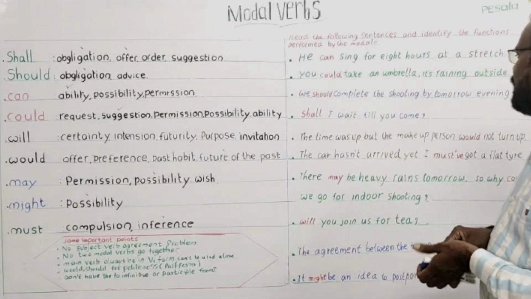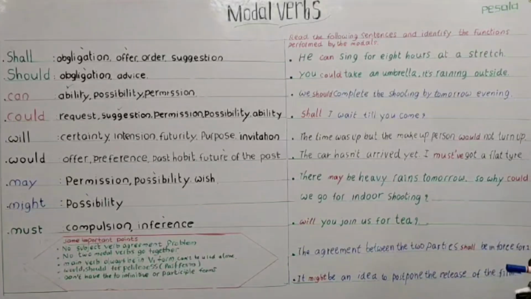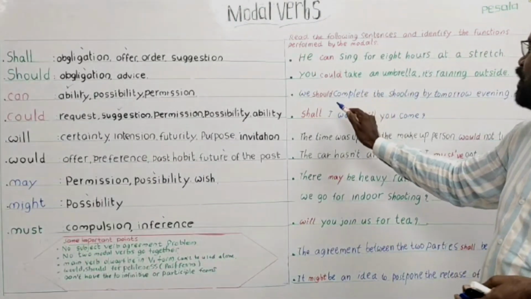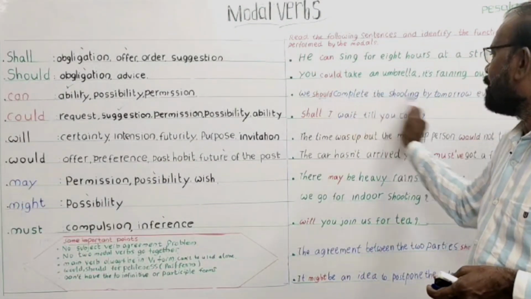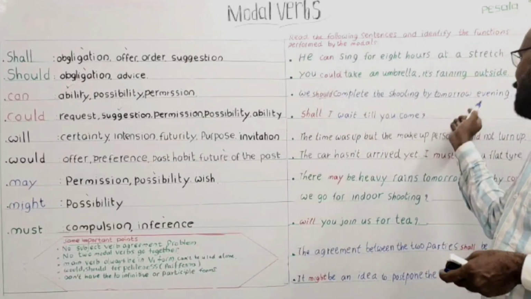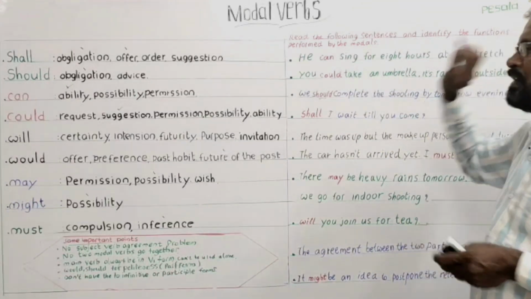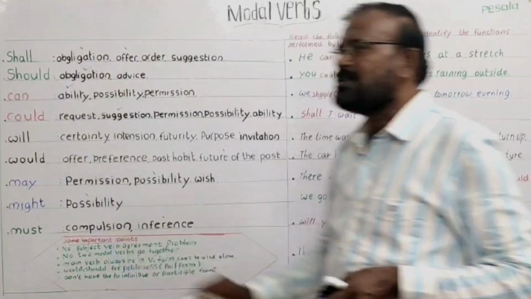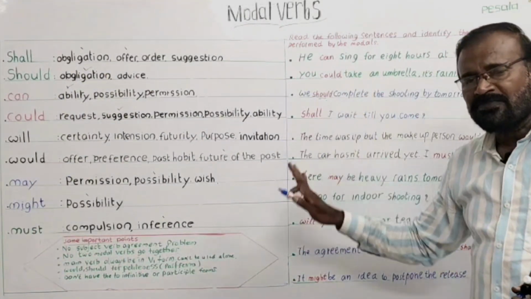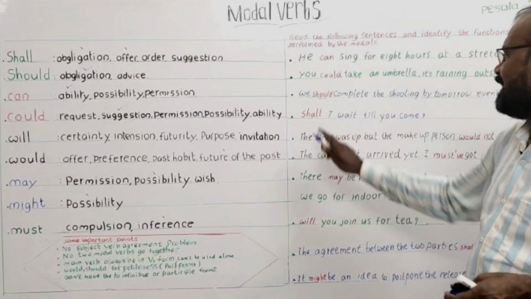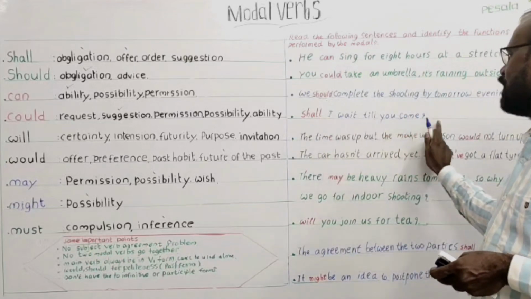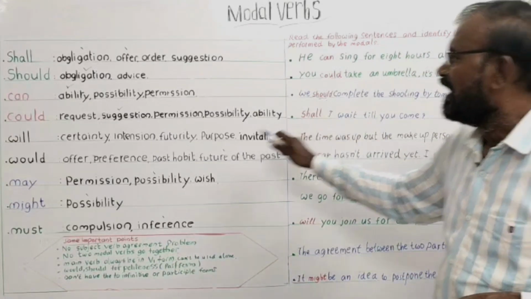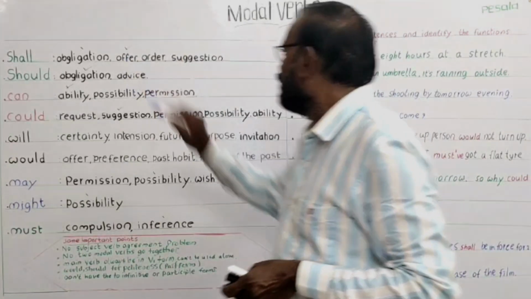And we should complete the shooting by tomorrow evening. Here, should. It is a compulsion on the part of these people to complete their shooting by tomorrow evening. So it is an obligation. Obligation means it is compulsory on their part to complete that particular work. Here, shall I wait till you come? It is an invitation or an offer.